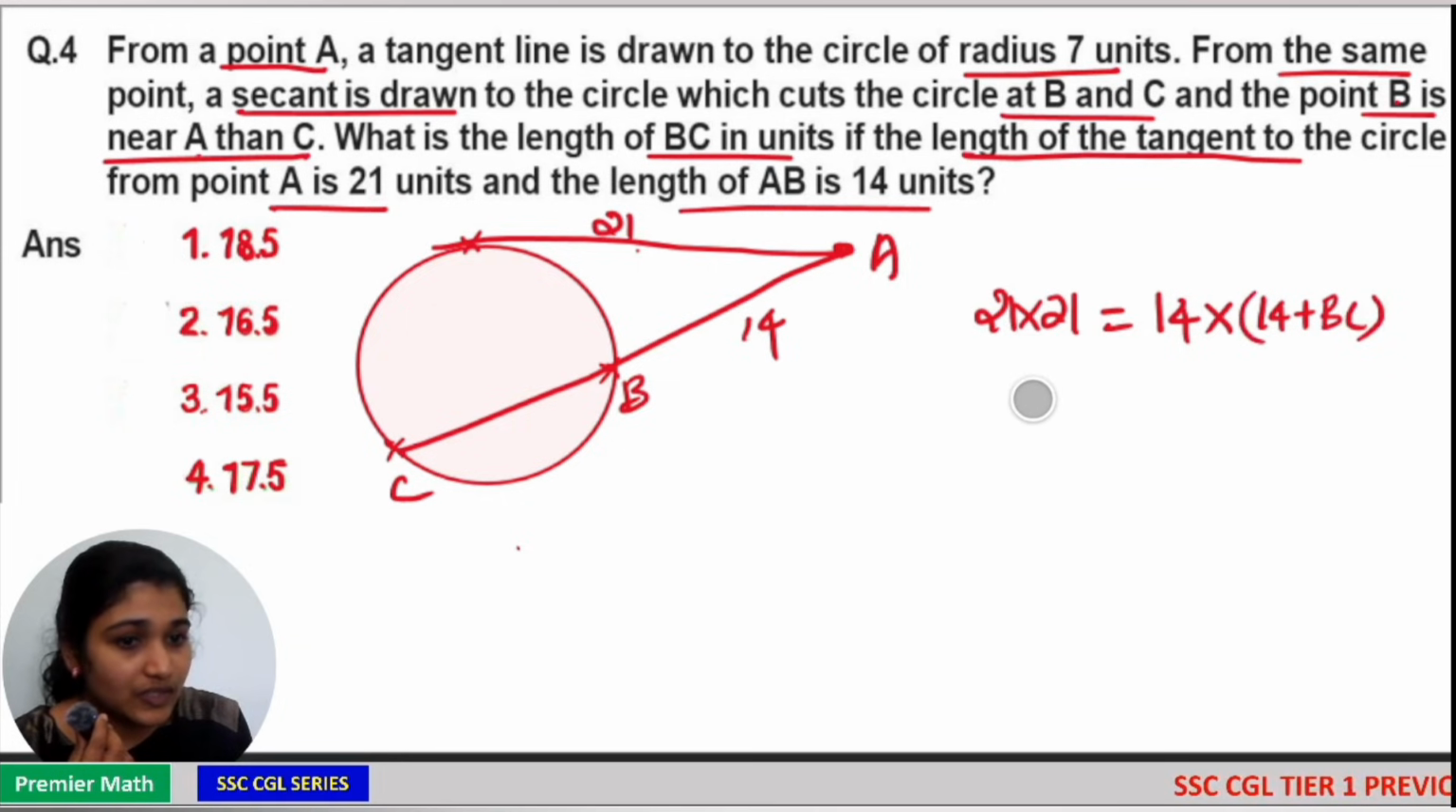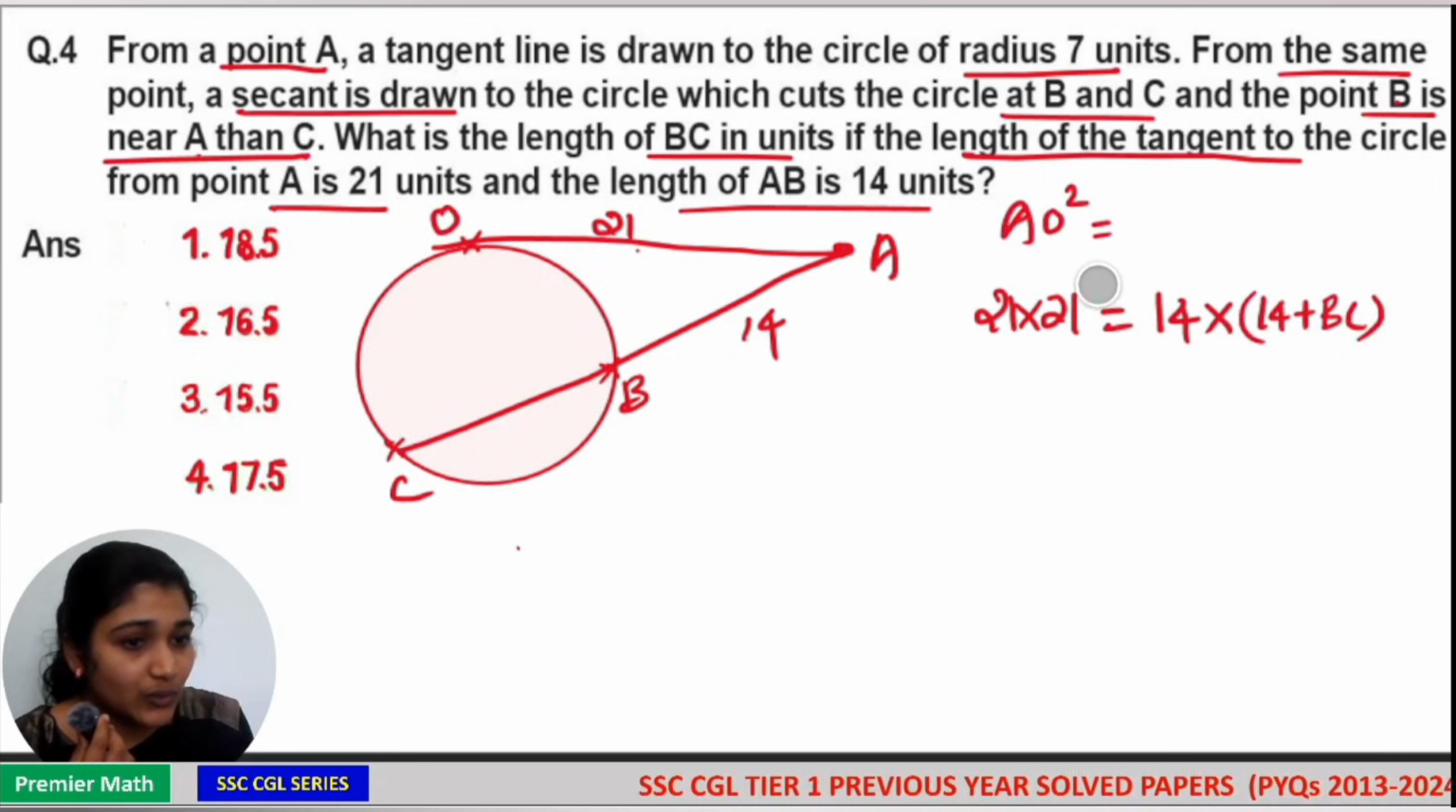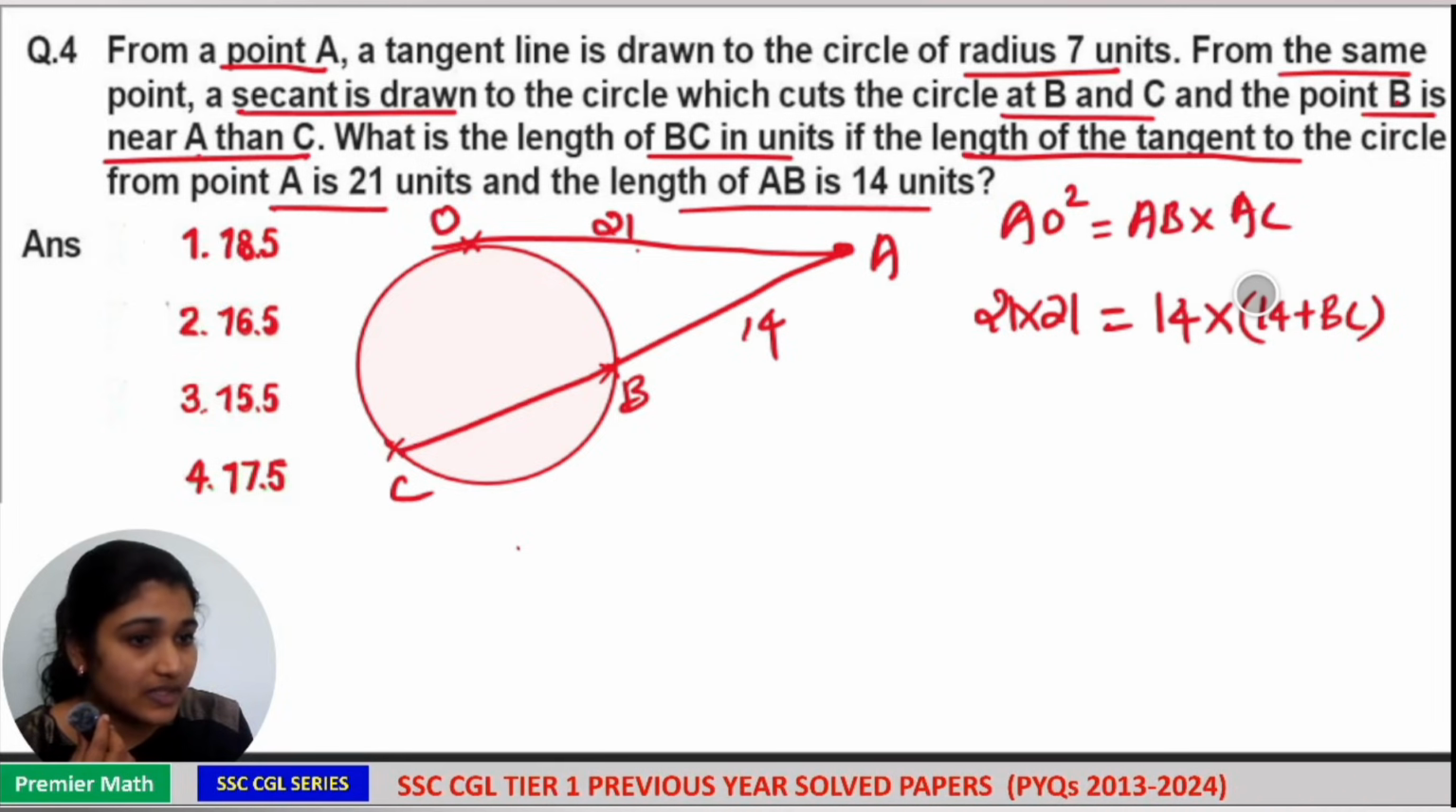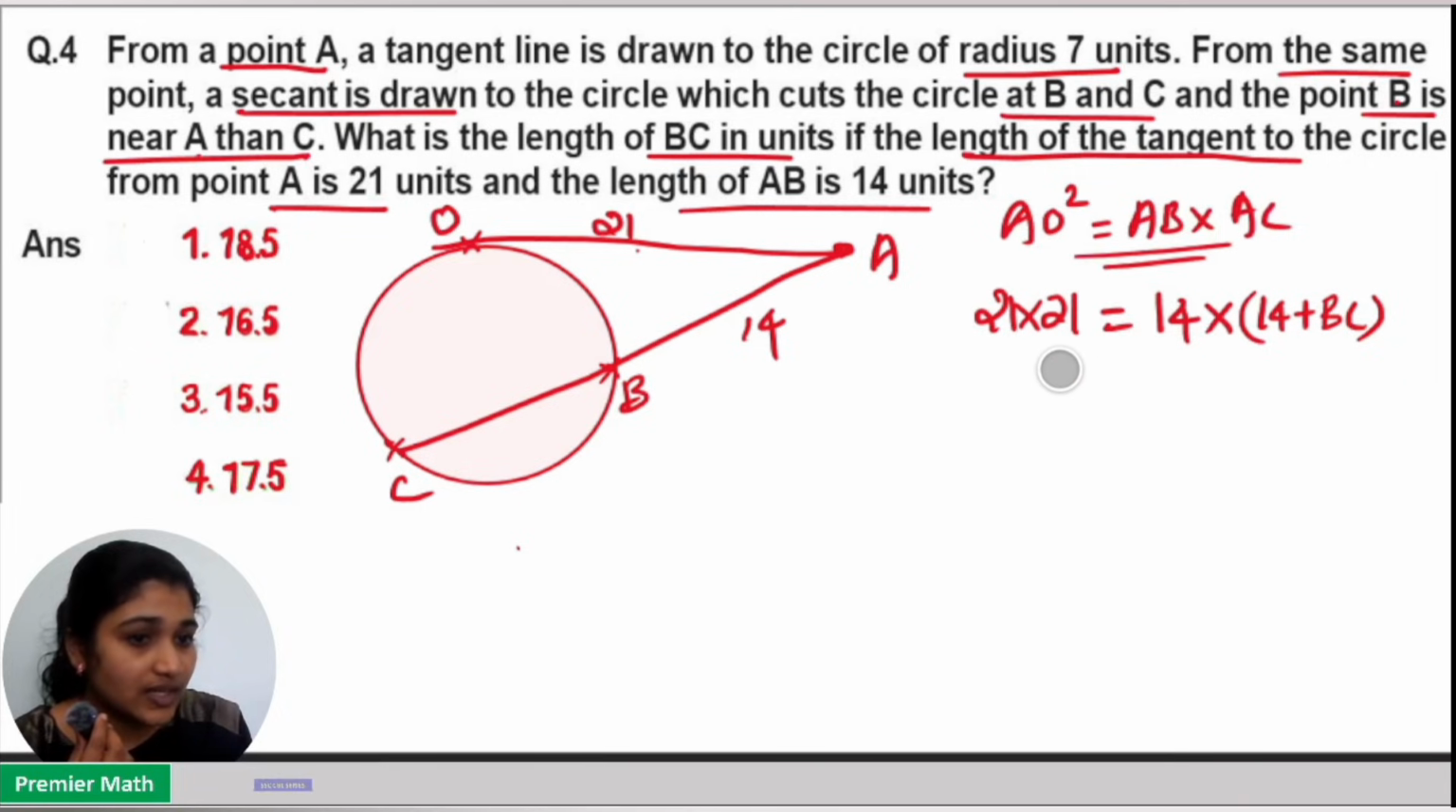That is, here if this is point O, then AO square is equal to AB into AC. This is the secant theorem. A tangent and a secant are there, so this is the secant theorem.